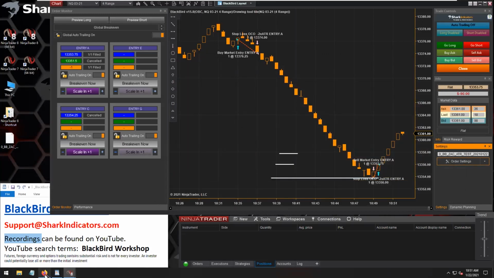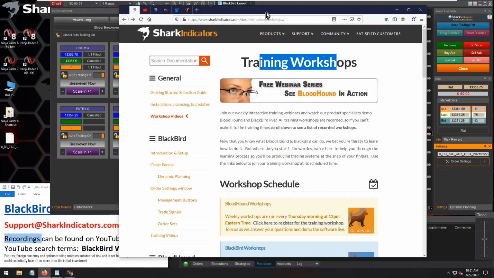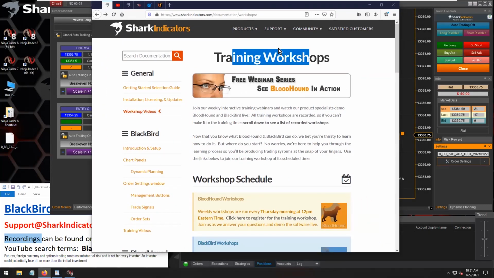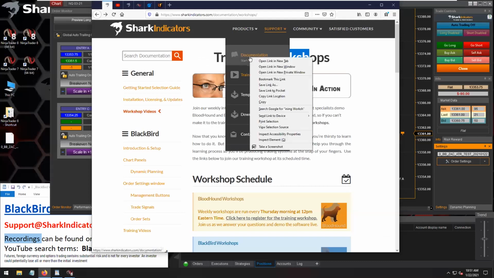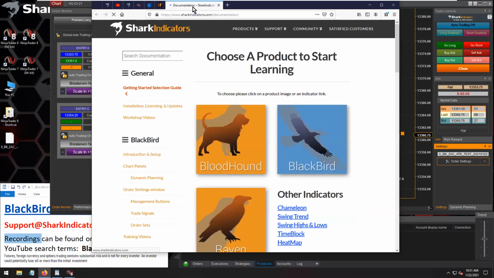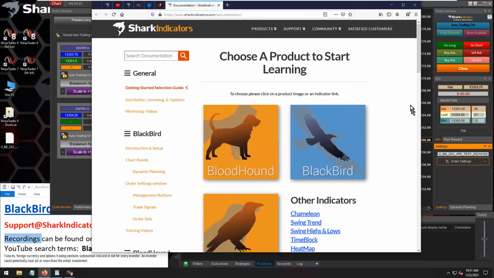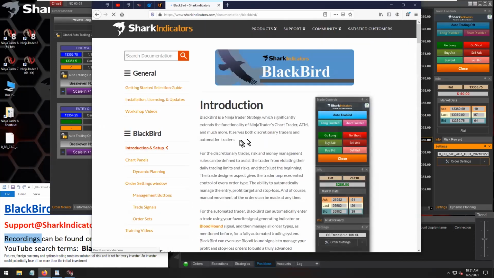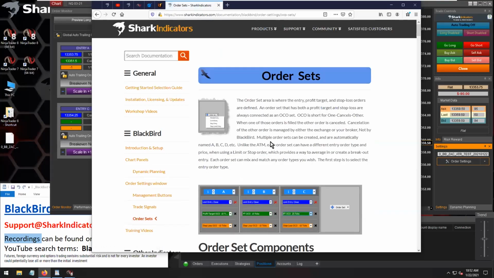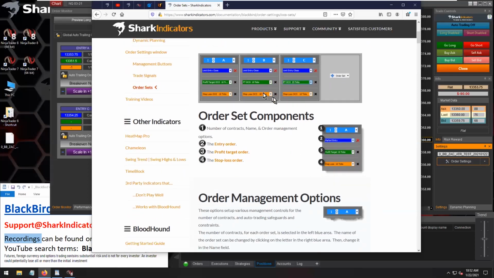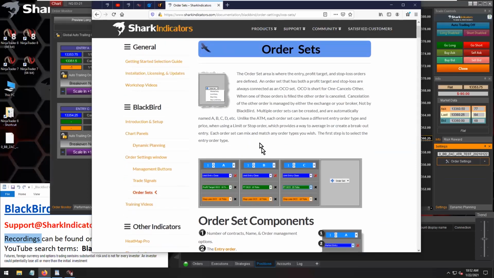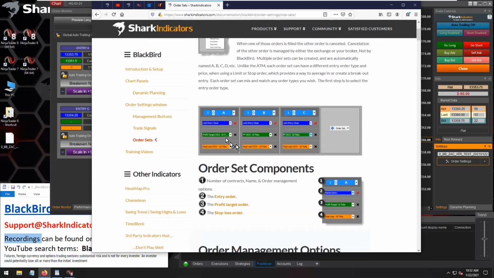Actually, let me cancel that. And let me pull up the documentation here, guys. So if we go to support, and then I can open up the documentation page on another tab. And then if I click on BlackBird, and then on the side menu here, if I go to order sets, right down here is order sets under the BlackBird menu. Here you go. This is the documentation page on the order sets part of the menu here.